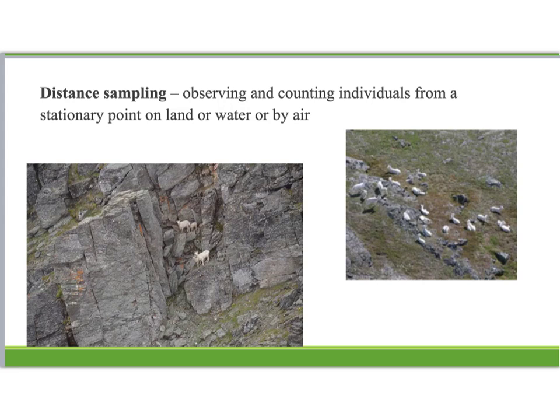The third method is distance sampling. So you're observing and counting individuals from a stationary point on land, or out in the water if you're counting things that are on the water, or by air. These two pictures here, which are both of a particular kind of sheep in the Rocky Mountains on the cliffs here, and then this obviously is from a plane looking down, is a way of doing distance sampling.